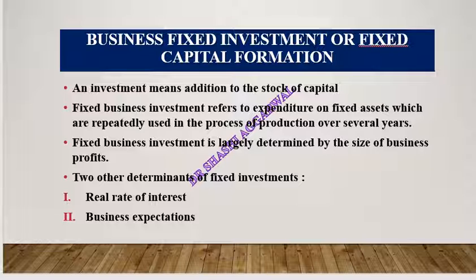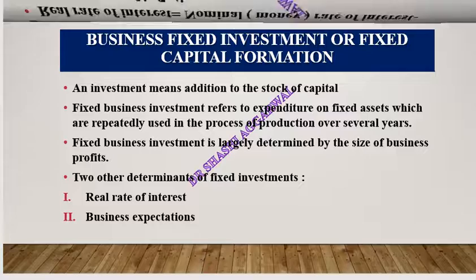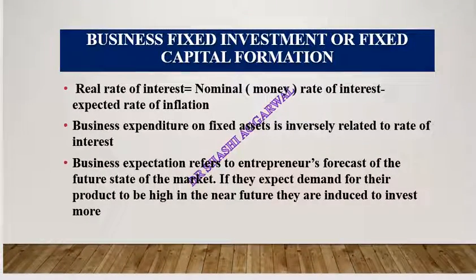The other two determinants are the real rate of interest and business expectation. The real rate of interest is equal to the nominal money rate of interest which is prevalent in the economy minus the expected rate of inflation. Business expenditure on fixed assets is inversely related to the rate of interest. If there is a high rate of interest, then we will have less expenditure on fixed assets. If the rate of interest is less, then we will have more expenditure on fixed assets.